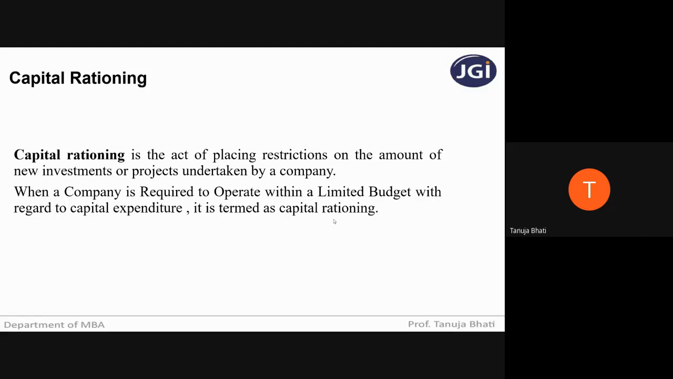By this small example, did you actually understand what is capital rationing, students? Yes? Yes, ma'am. Okay.